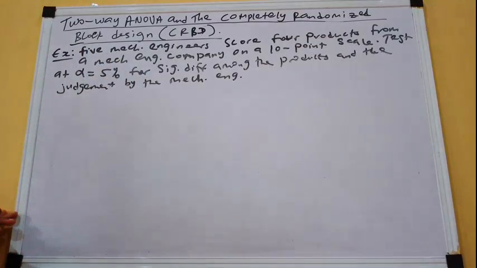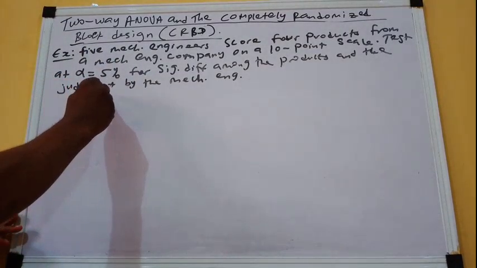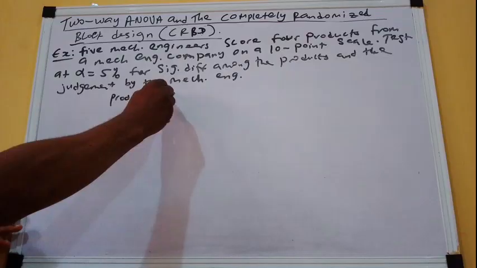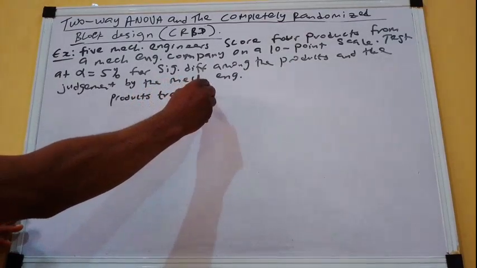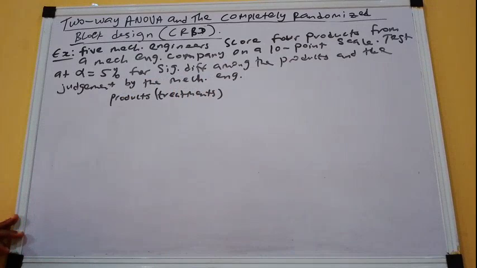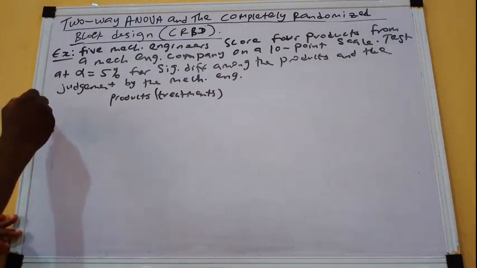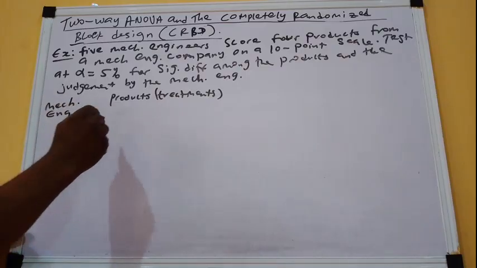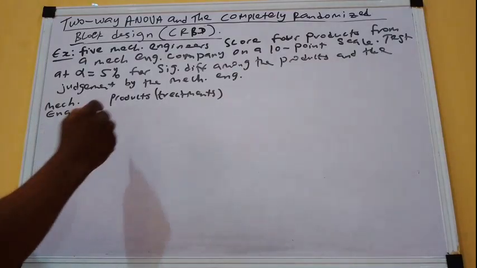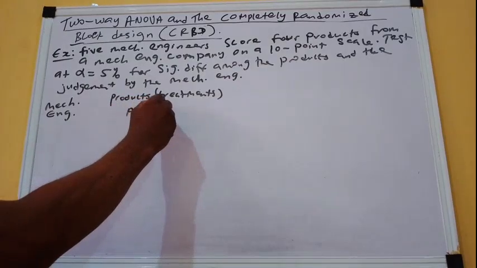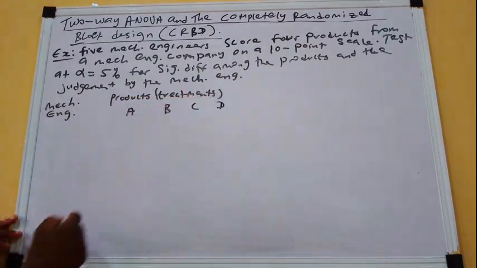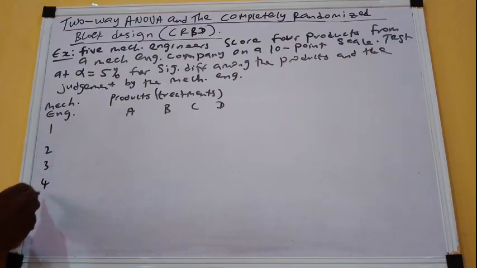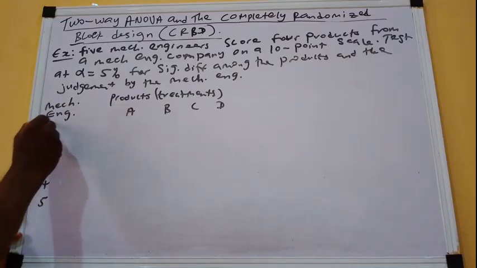Now we are going to write them out. We are going to see the products. The products are the treatments. Then we have the mech engineers. The products are A, B, C, D. There are 4 products, A, B, C, and D. And the engineers are 5: 1, 2, 3, 4, and 5.